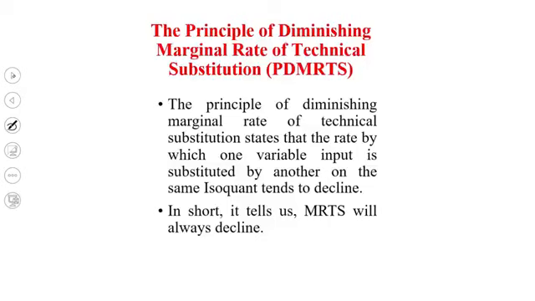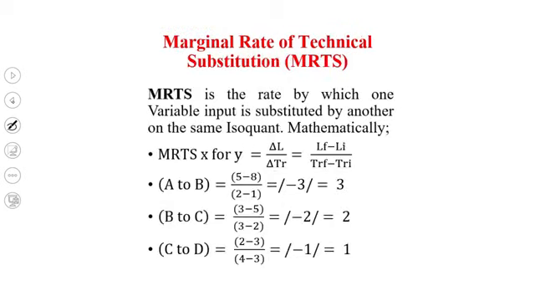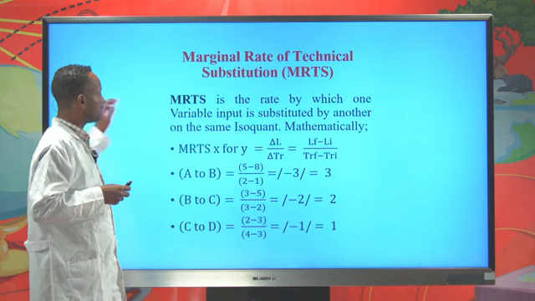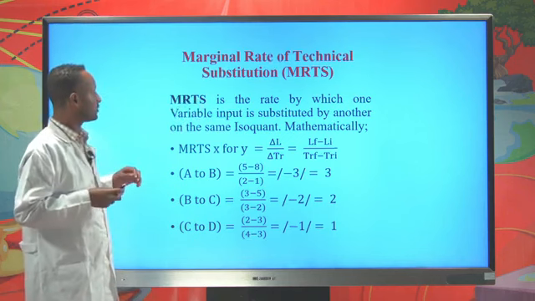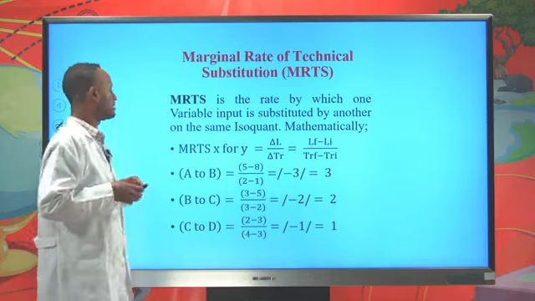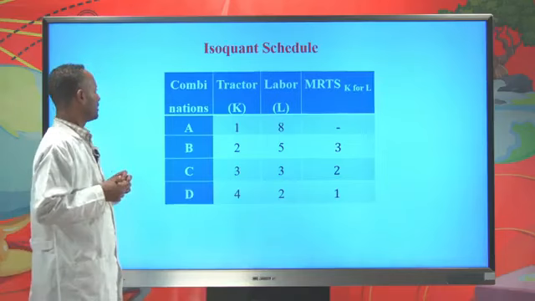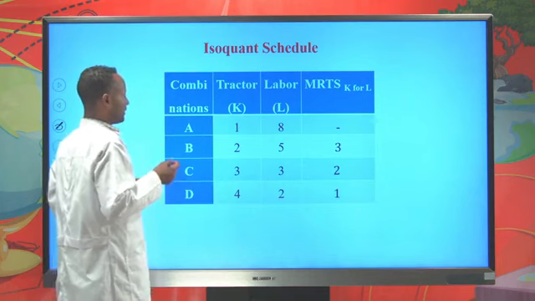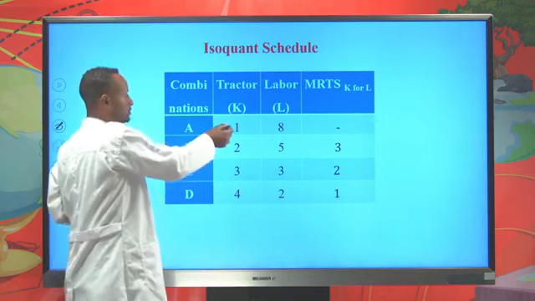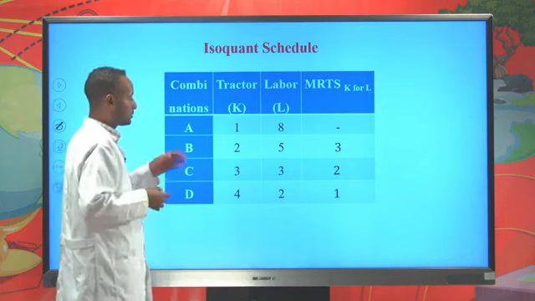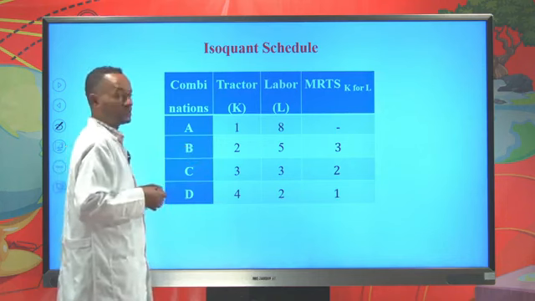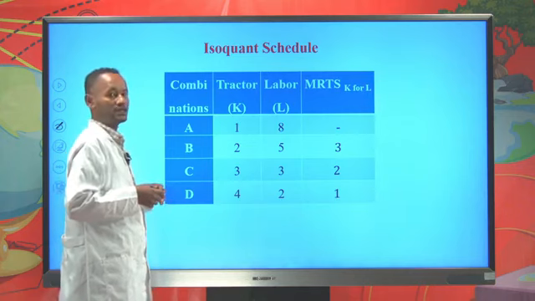Now let's see the marginal rate of technical substitution. In the model that we built to show you the isoquants, the marginal rate of technical substitution is the rate by which one variable input is substituted for another on the same isoquant. Now let's see the marginal rate of technical substitution using the following model. If the output that we get from combination of 1 tractor and 8 labor is equal to that of 2 tractor and 5 labor, then the marginal rate of technical substitution is 3.